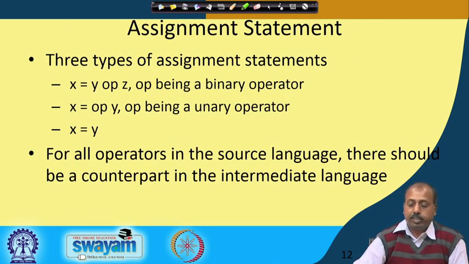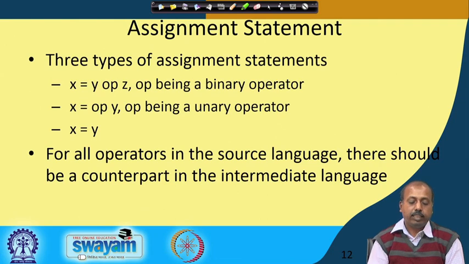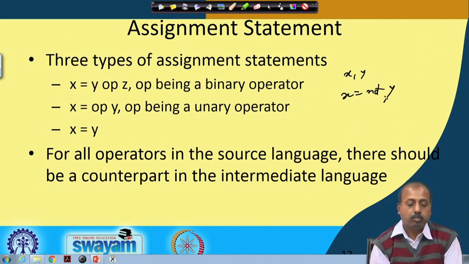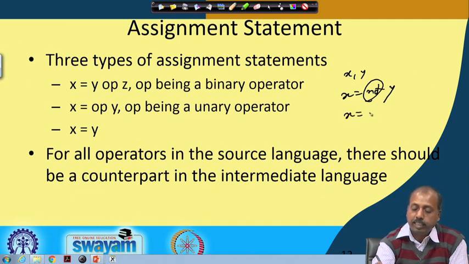Assignment statement forms the hardcore part of these 3 address instructions. So, there are 3 types of assignment statements. One is like x equal to y op z, with the operator being a binary operator. Sometimes we can have a unary operator. For example, if x and y are Boolean variables, then I can have x equal to not of y. Okay. In that case this not is a unary operator, so it takes only one operand, whereas if I say x equal to y and z, then this and is a binary operator.